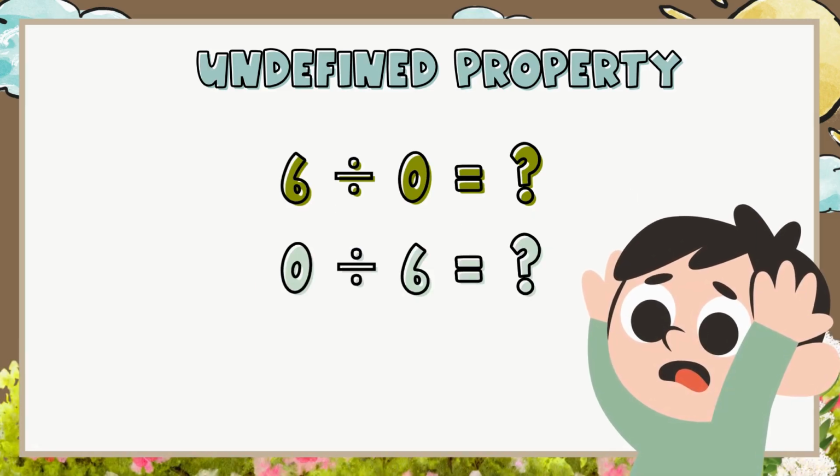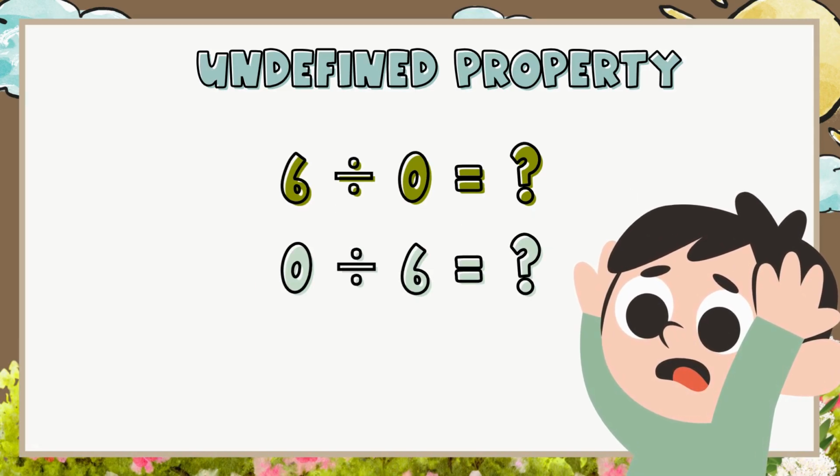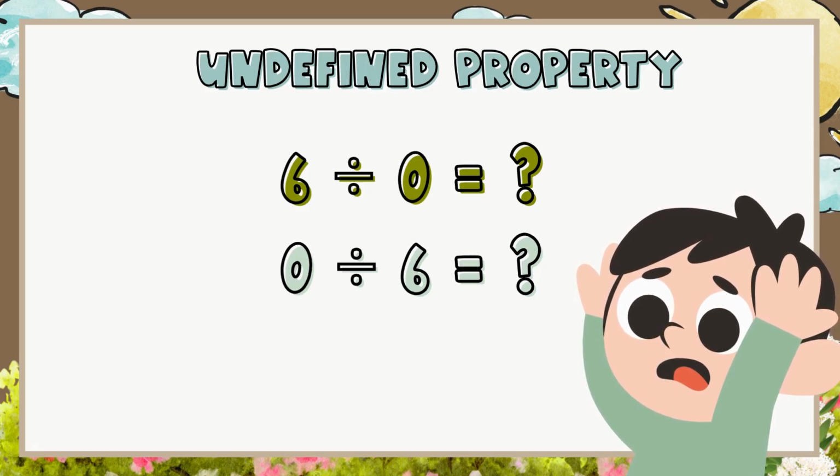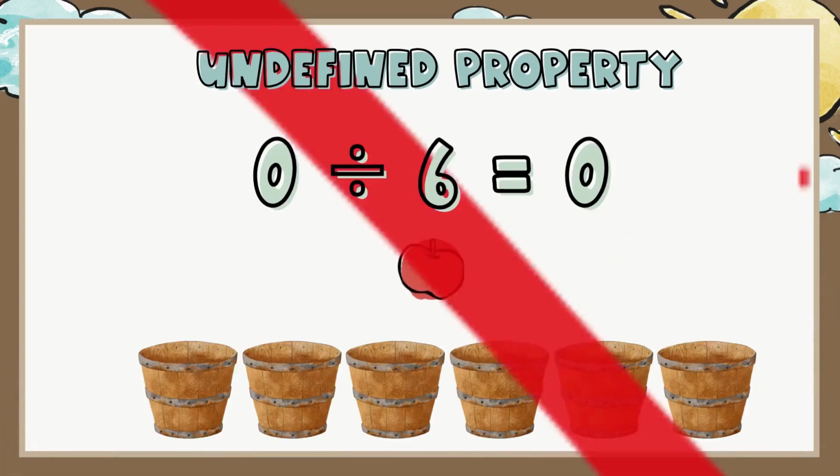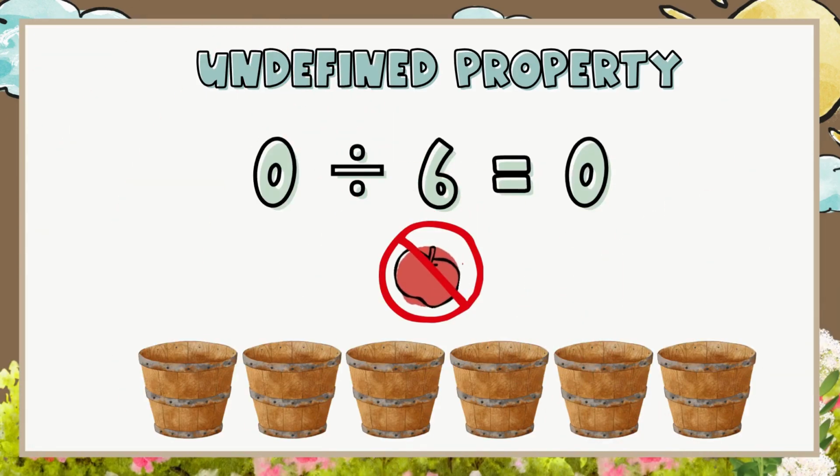Now be careful, right? Some of you might be confused, but didn't we just do this problem? Actually, no, it's different. Here we have 6 divided by 0. Our last problem said 0 divided by 6, and there is a big difference here. Let's figure out what that means. Our last problem, 0 divided by 6 equals 0, states that there are no items, there are no apples to be shared, but there are 6 buckets.